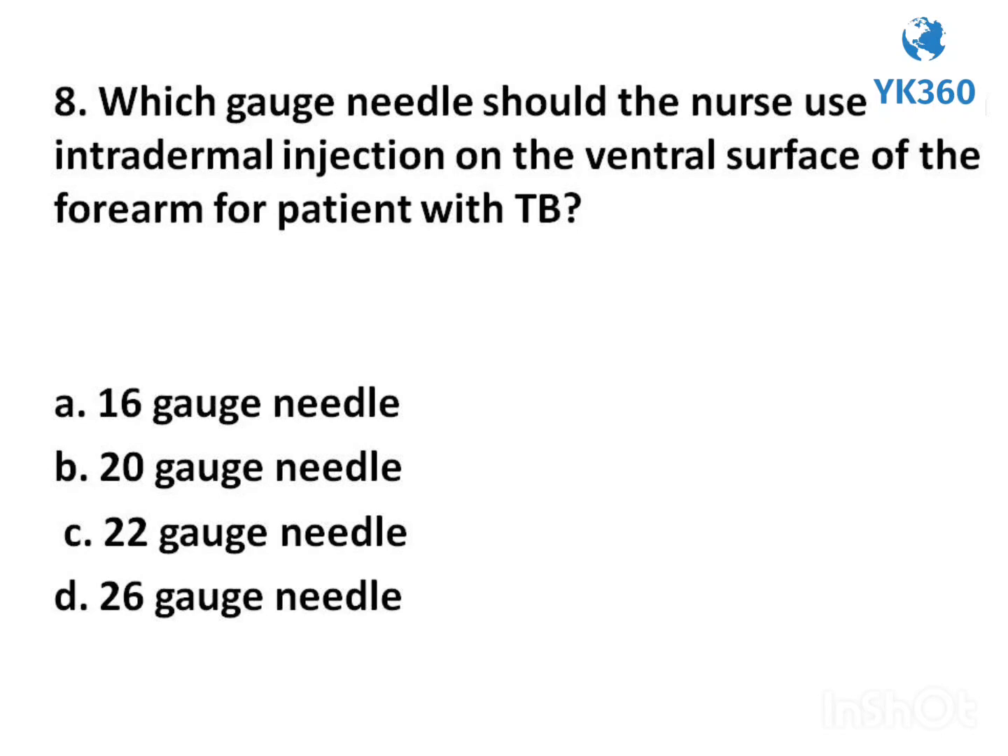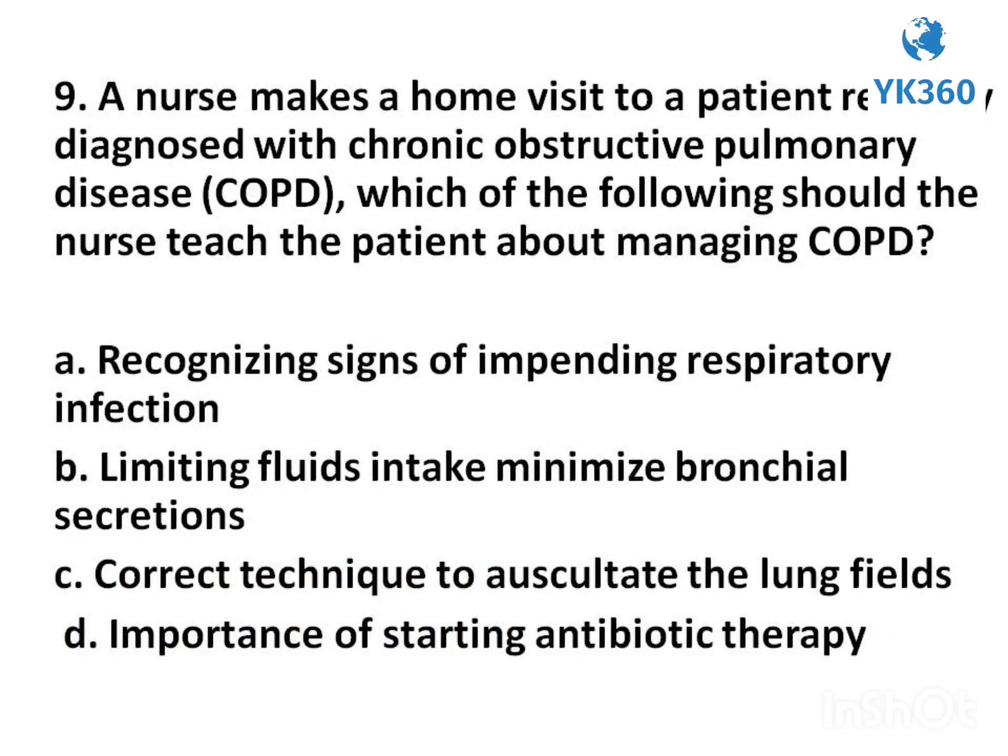Question number 8. Which gauge needle should the nurse use for an intradermal injection on the ventral surface of the forearm for a patient with TB? The options are A. 16 gauge needle, B. 20 gauge needle, C. 22 gauge needle, D. 26 gauge needle. Answer is option D. 26 gauge needle.